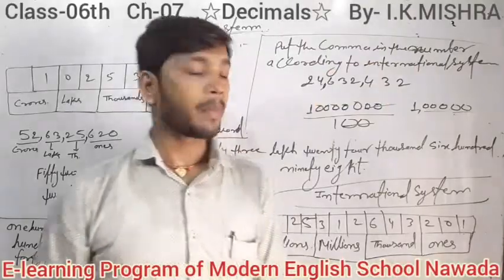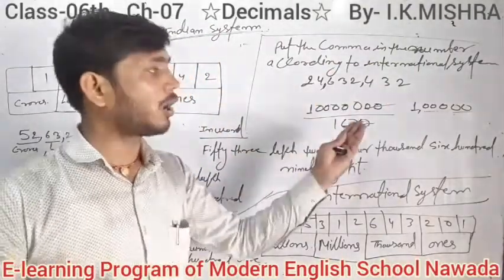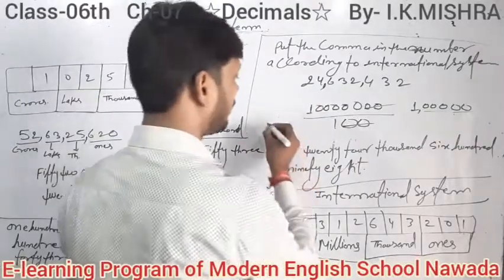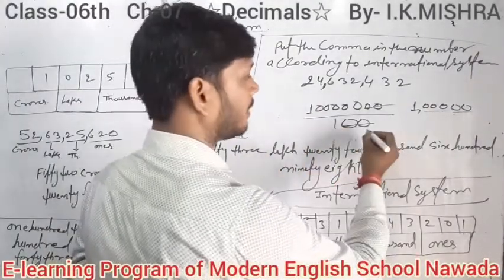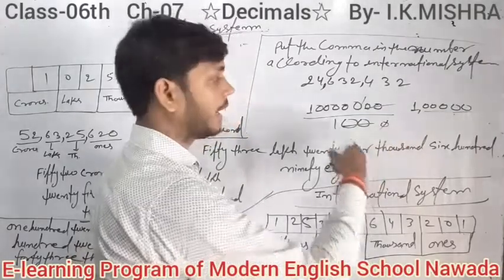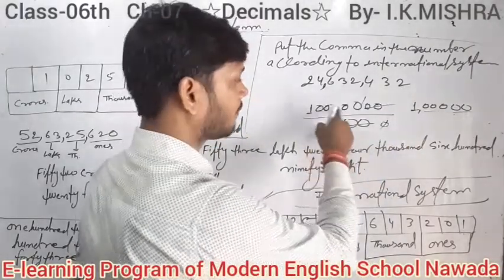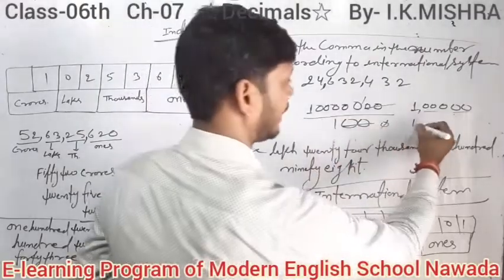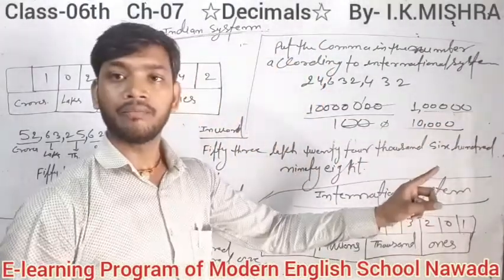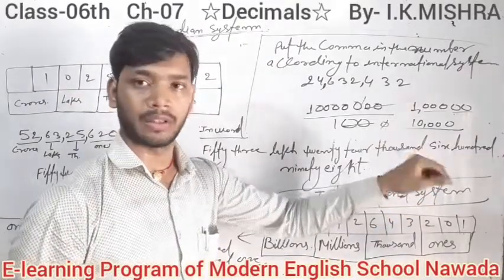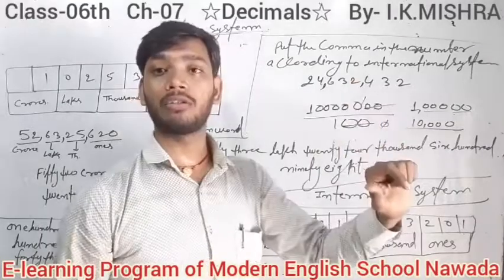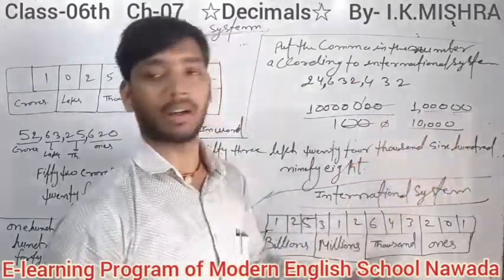Suppose, students, you have to ask how many thousands in 1 crore. That means you have to divide 1 crore by 1000. That means again 3 zeros are cut, and here 10,000. How many thousands in 1 crore? That means 10,000 thousands in 1 crore.